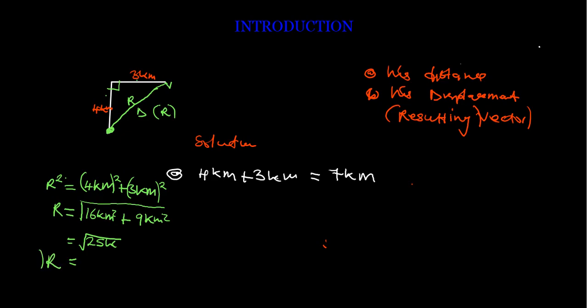So this is the displacement or the resultant. So what is the root? The root will give you what? 5 kilometer. So this will be 5 kilometer. And you are done. That's how we find the resultant. Okay? That's how we find the resultant of a vector.